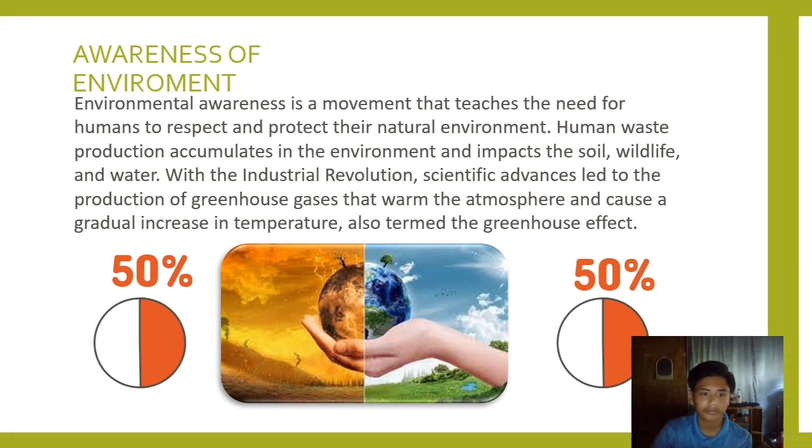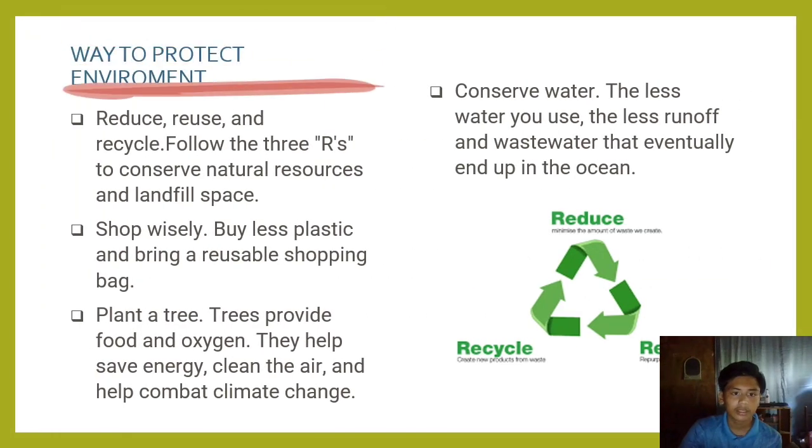These are the ways to protect the environment: reduce, reuse, and recycle. Follow the 3 R's to conserve natural resources and landfill space. Shop wisely. Buy less plastic and bring a reusable shopping bag. Plant a tree. Trees provide food and oxygen. They help save energy, clean the air, and help combat climate change. Conserve water. The less water you use, the less runoff and wastewater that eventually end up in the ocean.